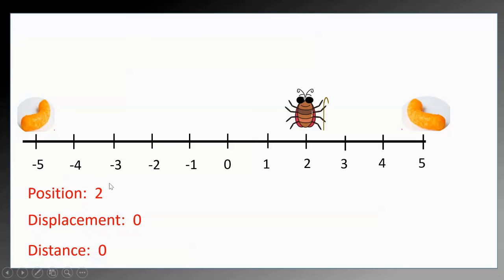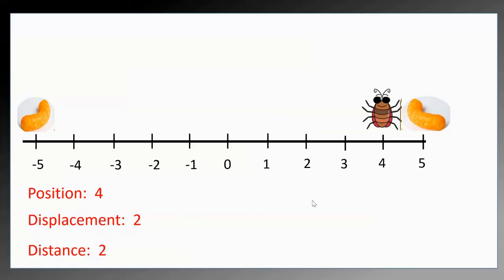Okay, and why is that? Position measures how far he is away from 0. But displacement measures how far he is from where he started. So he's just starting, he hasn't moved, so his displacement's still 0. And distance describes how far he's traveled, which he hasn't traveled yet.